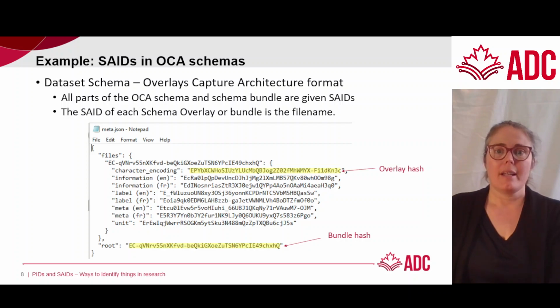For an example, in Agri-food Data Canada for the Semantic Engine, we are helping researchers write digital schemas. The dataset schema is in the Overlays Capture Architecture format, and all parts of the OCA schema and the schema bundle, everything all together, are all given SEDs. The SED of each schema, overlay, or bundle is the file name. Here I've blown apart one of the examples of an OCA schema, and we can see the different hashes that are identifying the different parts of this document.